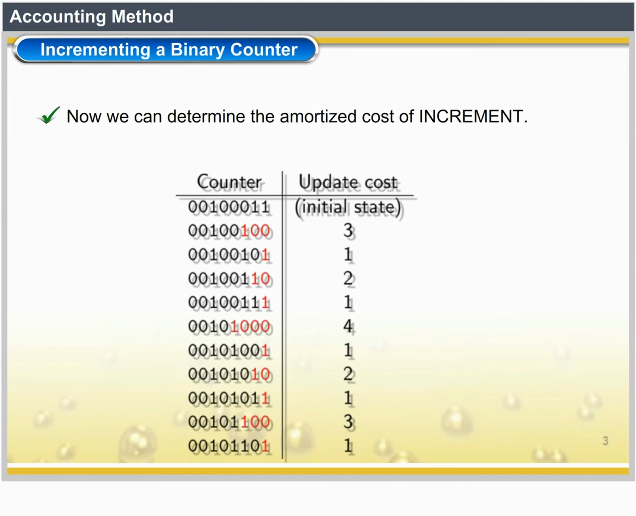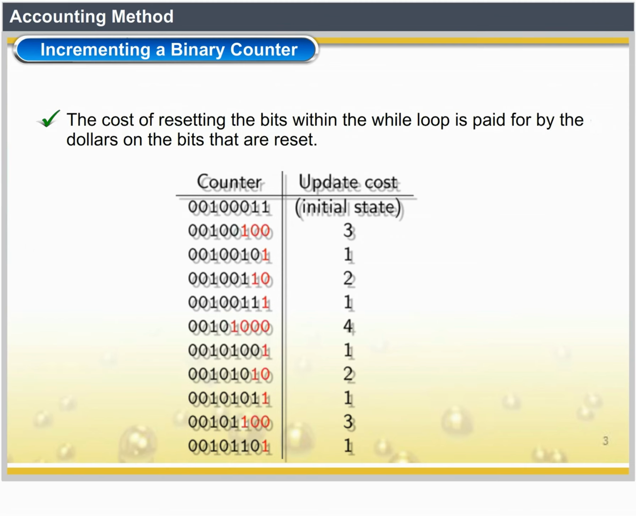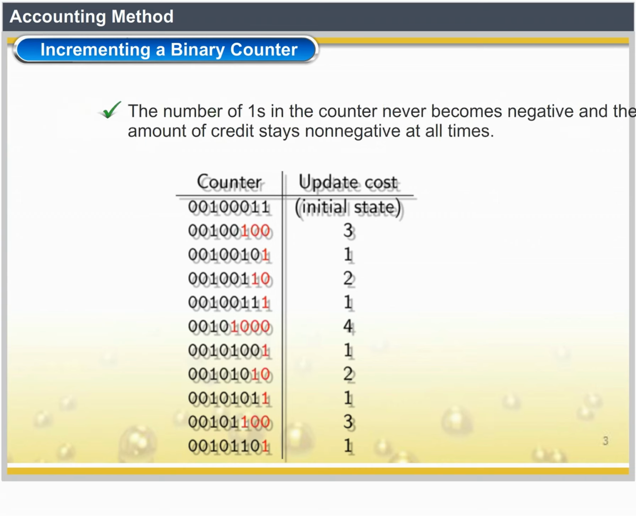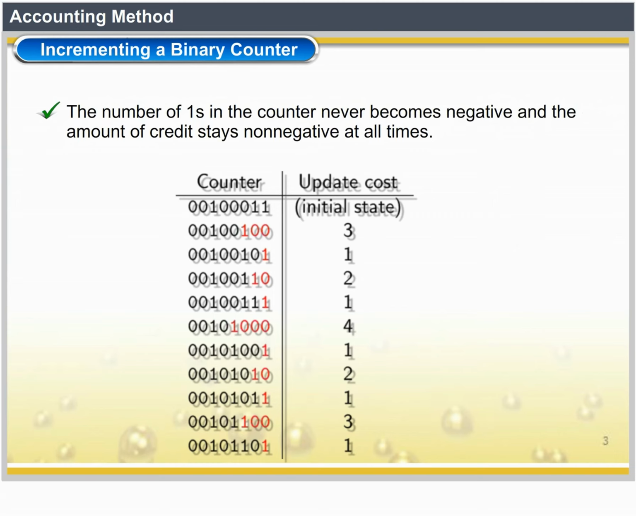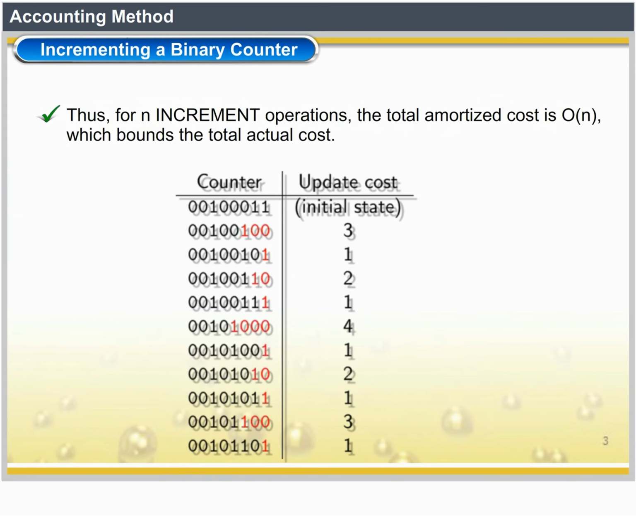Now we can determine the amortized cost of increment. The cost of resetting the bits within the while loop is paid for by the dollars on the bits that are reset. The increment procedure sets at most 1 bit in line 6, and therefore the amortized cost of an increment operation is at most $2. The number of 1s in the counter never becomes negative, and the amount of credit stays non-negative at all times. Thus, for n increment operations, the total amortized cost is O(n), which bounds the total actual cost.